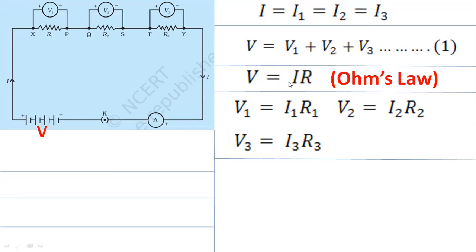ठीक है? Now let us put these values in our equation 1. Let us put all these values in equation 1. So our equation 1 will become what? Value of V is IR, so I have put IR. What about V1? I1 R1 plus I2 R2 plus I3 R3. ठीक है? That is the one.